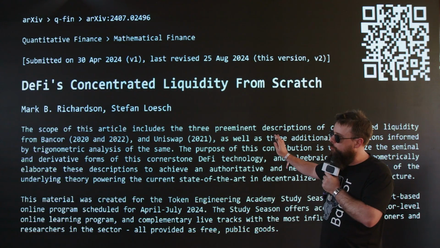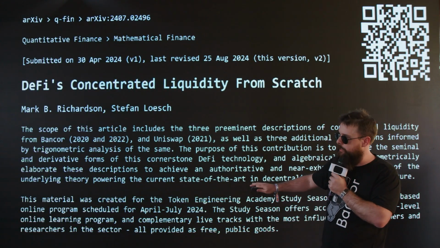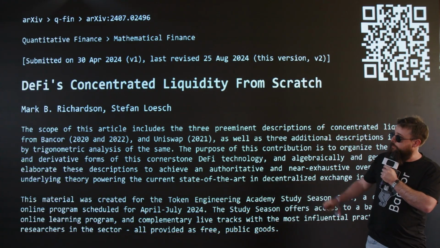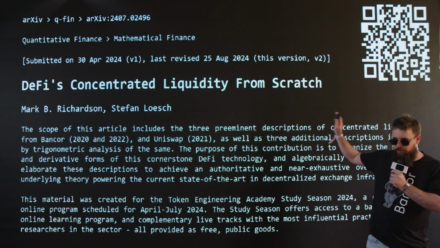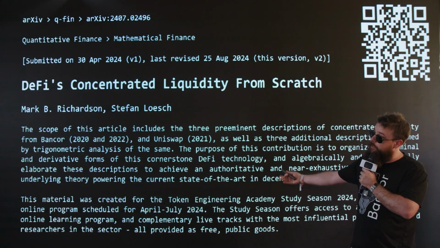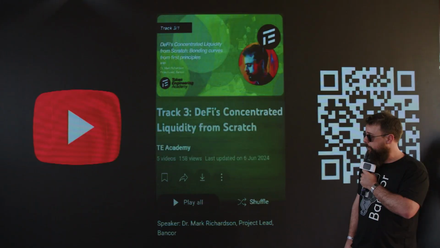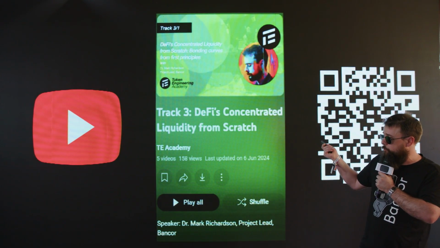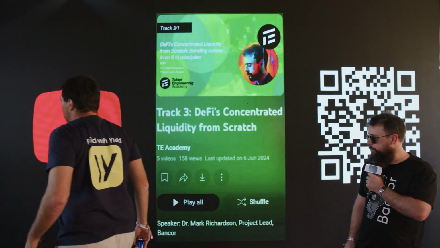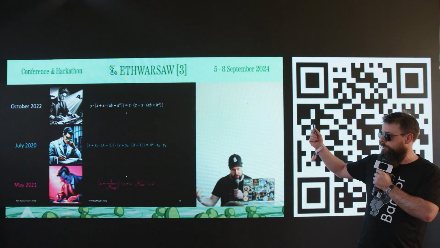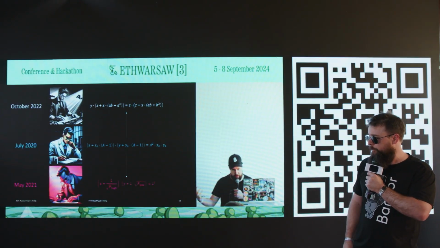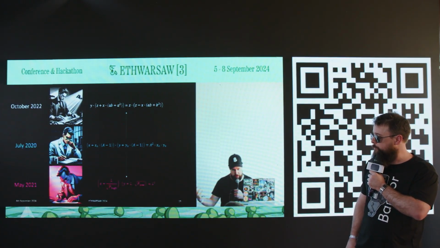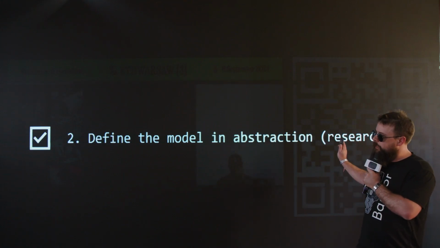If you want to have a look at where this theory comes from and study it yourself, I do have a paper up on the archive called DeFi's Concentrated Liquidity from Scratch, where I derive all of these formulas from first principles so that I don't have to go through them with you in this lecture today. I do have a 5-part lecture series on YouTube that I made for the Token Engineering Academy, and I have also previously gone through the details of these things at conferences like ETH4, if you would like to explore that further.